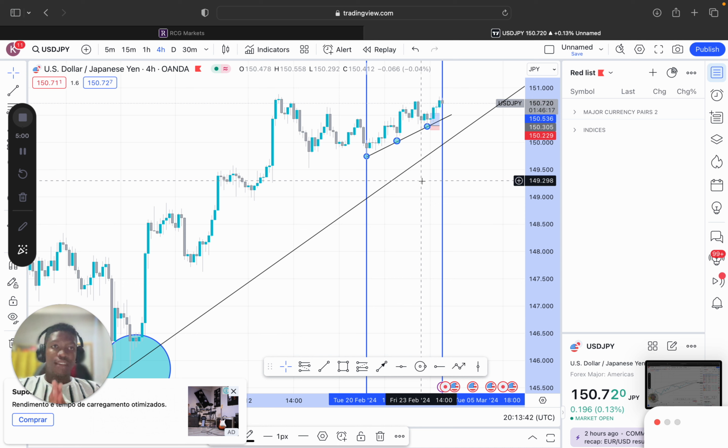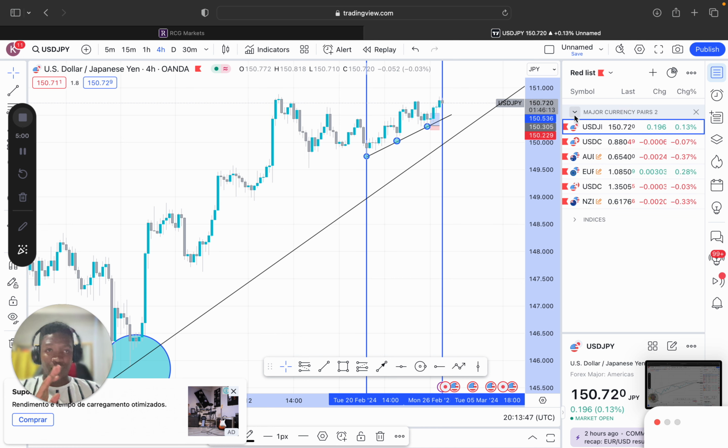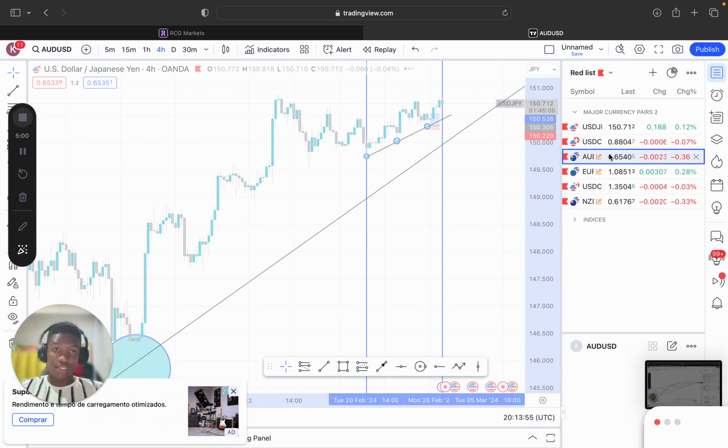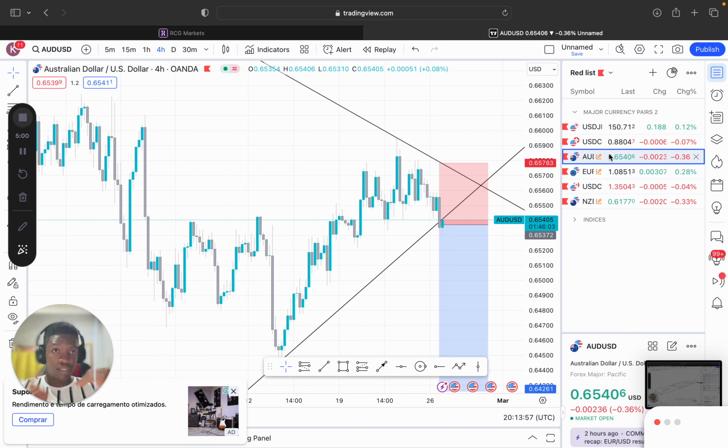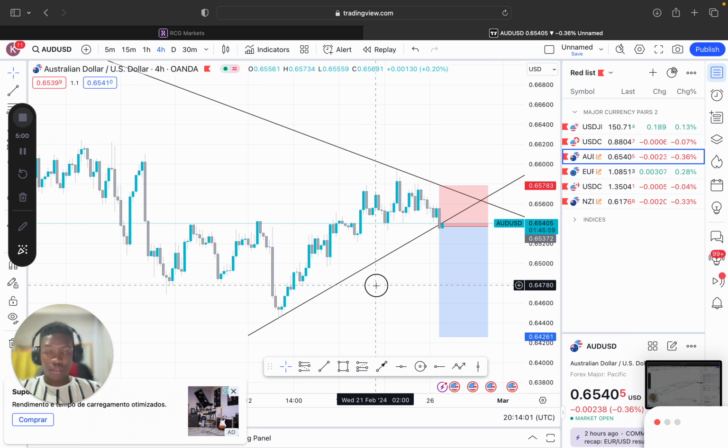So yeah, guys, we're only going to be focusing on 3 pairs right now, so it's going to be 3 pairs per week. So the next pair, guys, let me go to AUD USD, because the first one was USD JPY. So now we are in AUD USD, right?